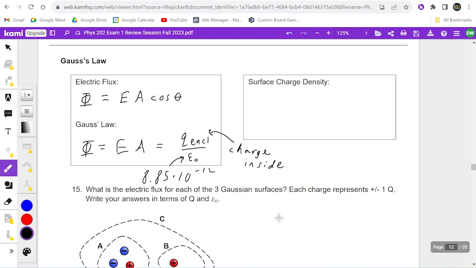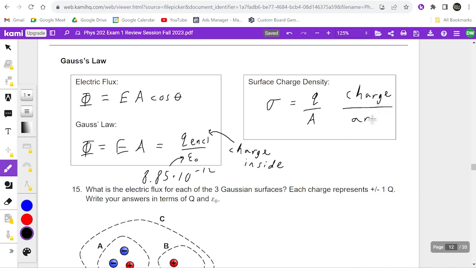Okay? And then we have surface charge density, which has this symbol. It's lowercase sigma, the same symbol used for standard deviation in statistics, fun fact. And that doesn't have anything to do with physics, though. So sigma equals charge Q over area A. It's just a charge over an area.